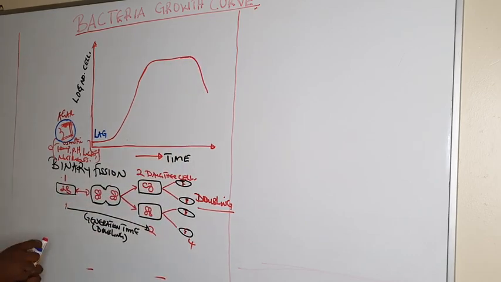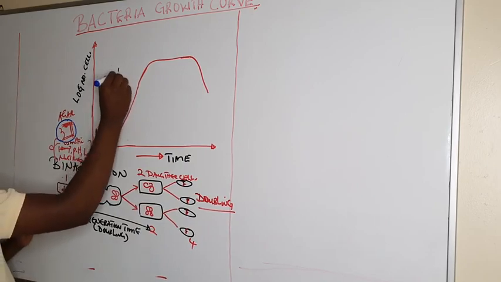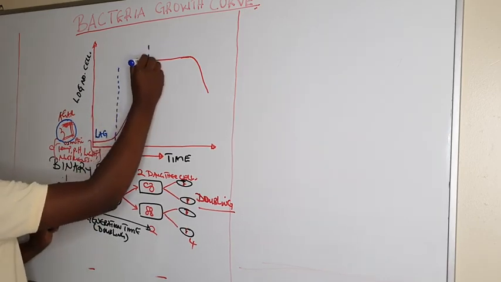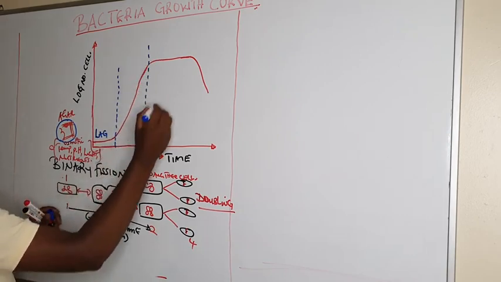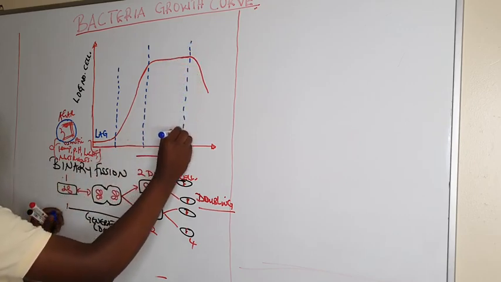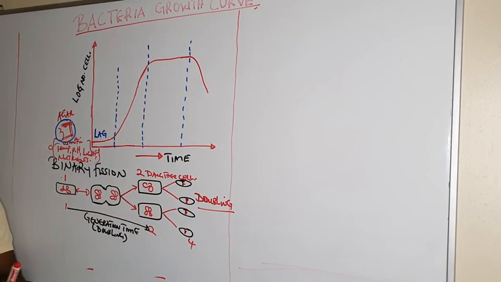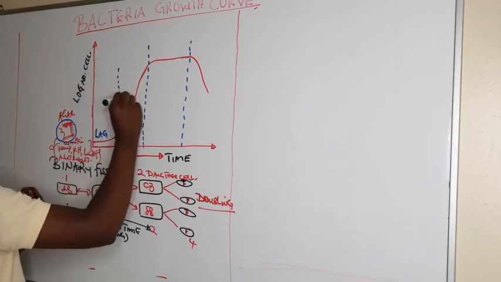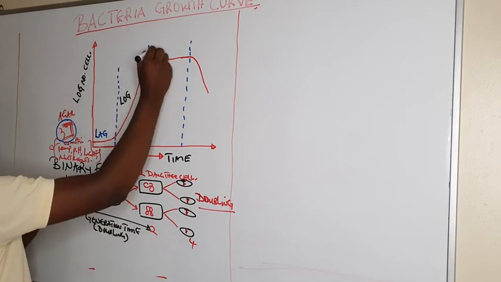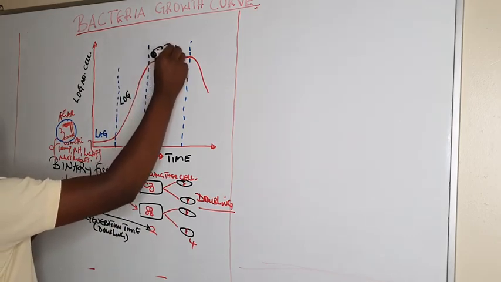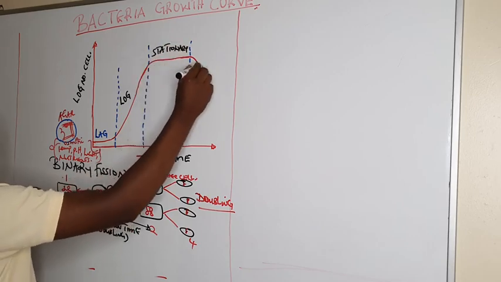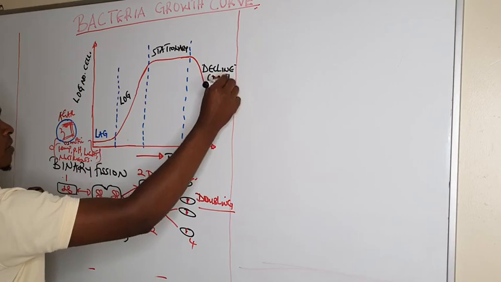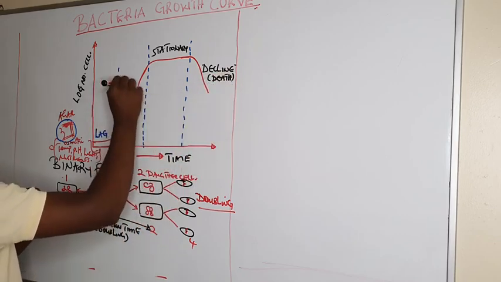So these are the phases we are going to look at under this bacterial growth curve, where the first one is lag phase, followed by log phase, followed by stationary phase, and lastly decline phase. So this one, we are calling it log phase. This one we are calling it stationary phase. Then this is decline, or you can call it death phase. This log phase, you can call it exponential phase.